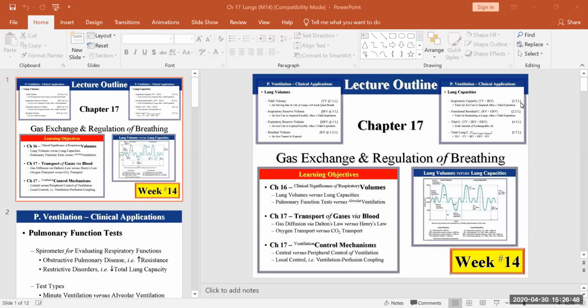of air. The functional residual capacity is the total amount of air in the lungs after the tidal expiration, right? So that's the sum of the RV plus ERV. RV is the residual volume and ERV is the expiratory reserve volume. And so that's around 2,200 cc's or 2.2 liters of air.